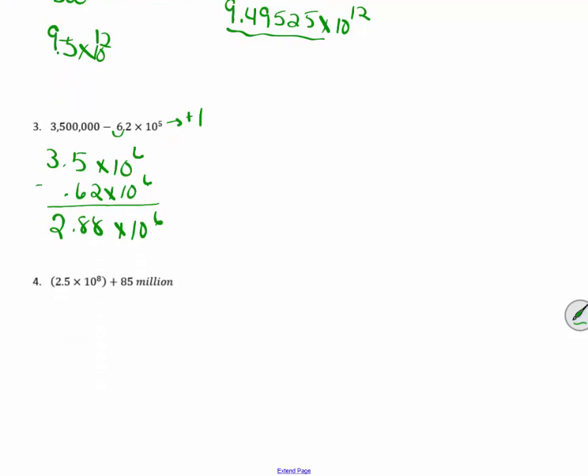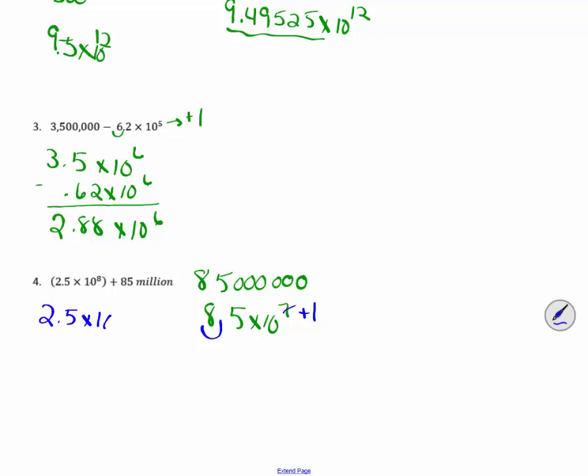For number 4, I need to take my 85 million, which looks like this, and write it in scientific notation, 8.5 times 10 to the 7th. I need my powers of 10 to match. So I have to increase this by 1, which moves my decimal over. So I'm going to rewrite it. 2.5 times 10 to the 8th plus 0.85 times 10 to the 8th. This is an adding problem, so I'm going to add those together and get 3.35 times 10 to the 8th power. It's in correct scientific notation.